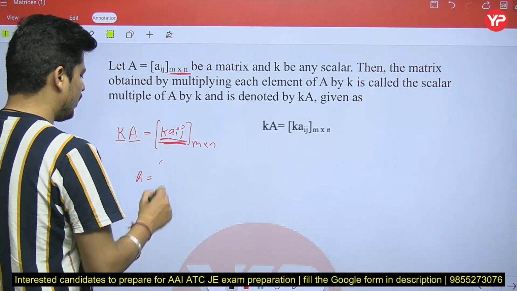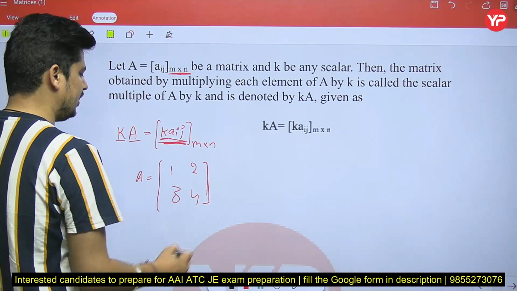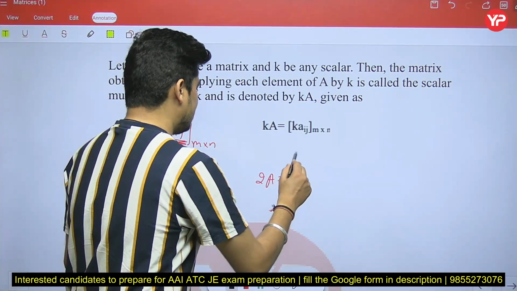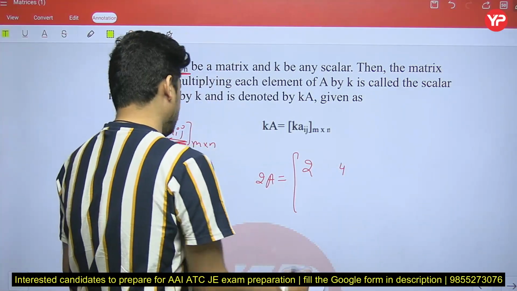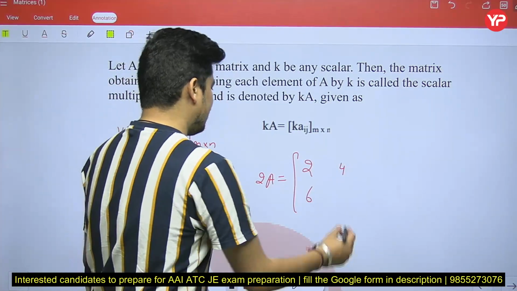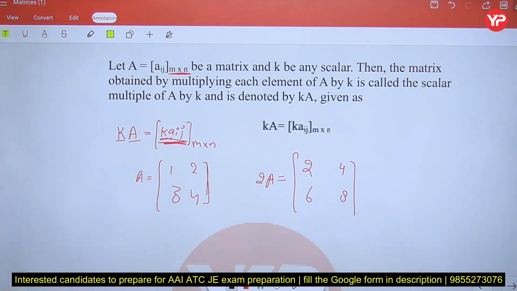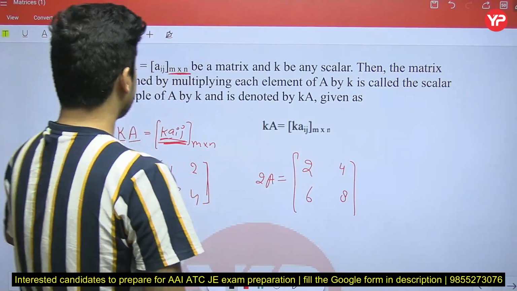Let's say you again have 1, 2, 3, 4, right? We have a matrix A and I multiply this matrix by a constant value, 2A. Then the first element becomes 2, the second element becomes 4, the third element becomes 6 and the fourth element becomes 8. So all the elements of matrix A will multiply with this constant, right?